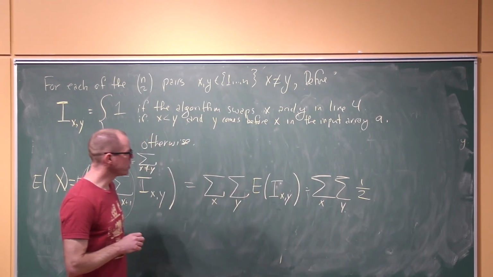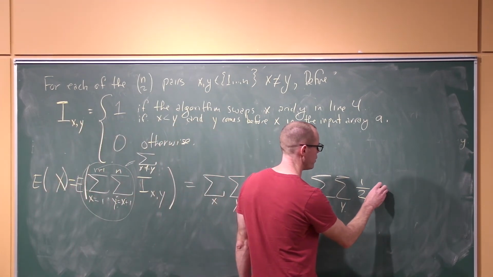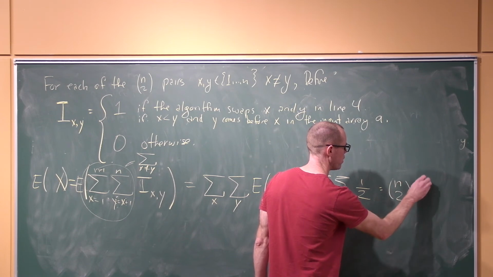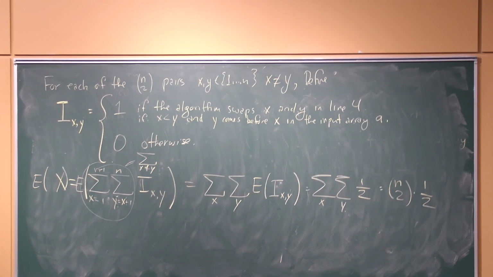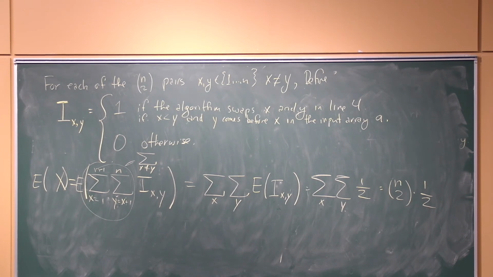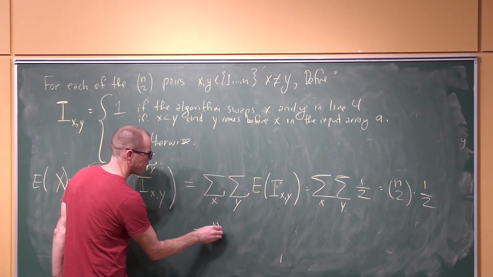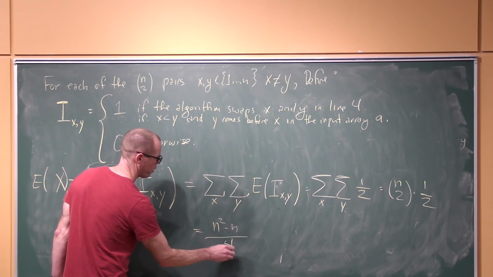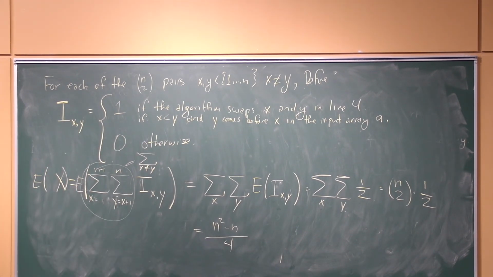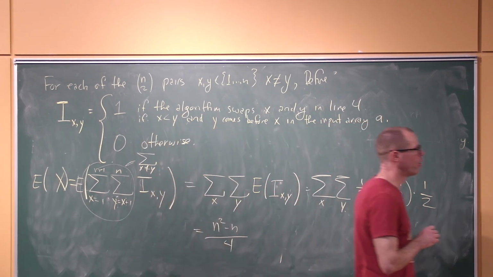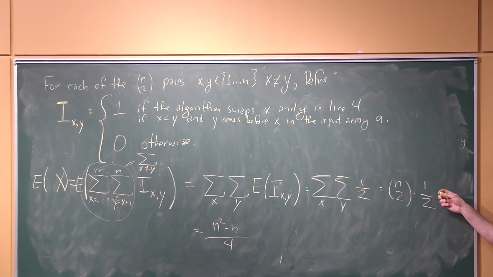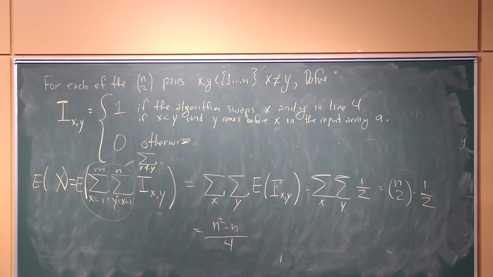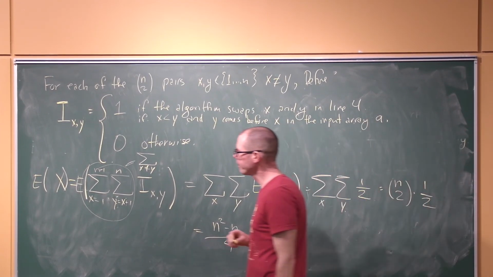And now x and y here, we're just summing up over all the n choose 2 pairs of values. So this is n choose 2 times 1/2. If you want to write that out longhand, that's n squared minus n over 4. So it's not an awesome algorithm. Remember we said the number of swaps could be 0, or it could be all the way up to n choose 2. Well, it's exactly halfway in between. So that's pretty big. It's not a super fast algorithm.